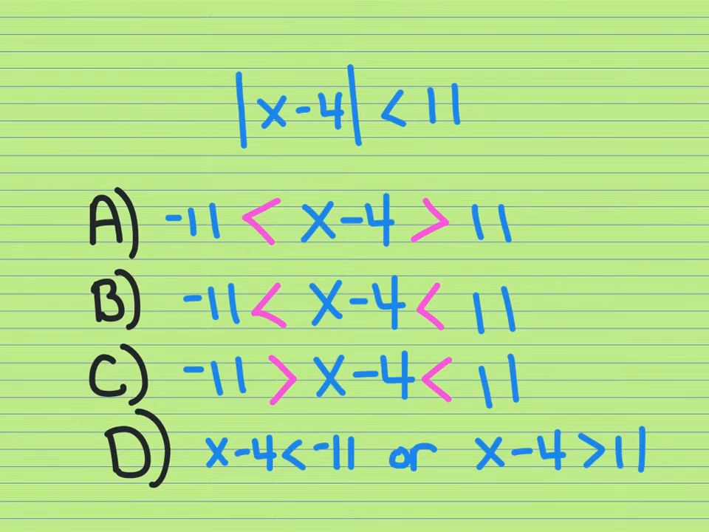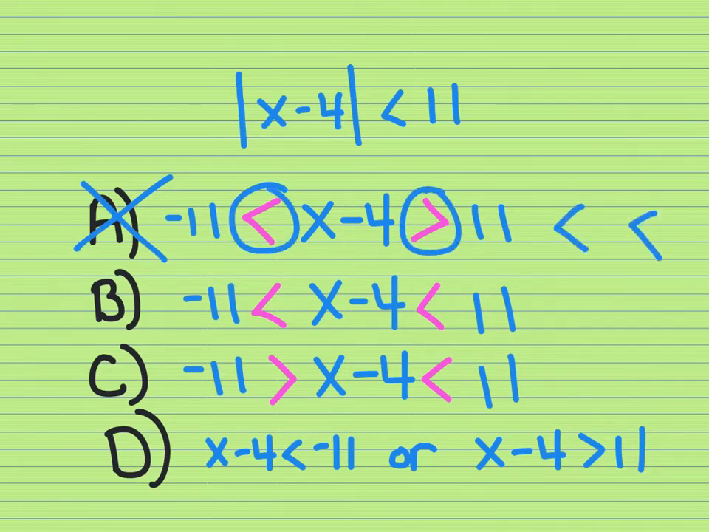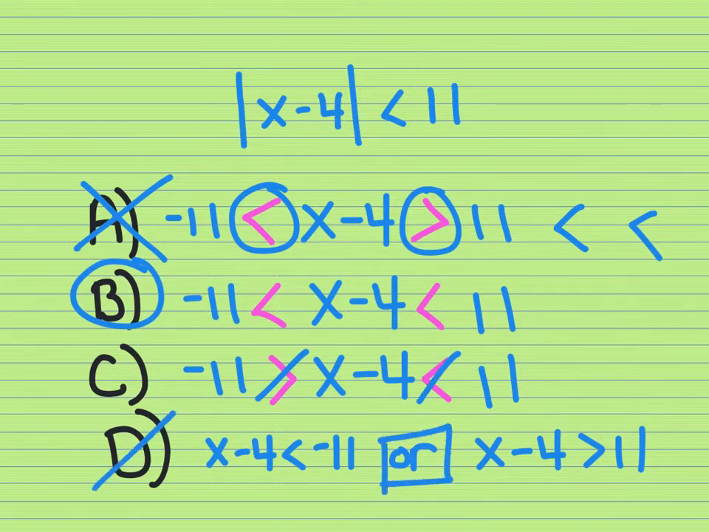Which of the following shows the correct setup for the absolute value of x minus 4 is less than 11? Hopefully you have ruled out this one here because the symbols are crazy. They have to be ranked less than when you rank from least to greatest, which means it's got to be B. Right here, these symbols are crazy again. And it's definitely not an OR, so it's not D. B is the correct choice.